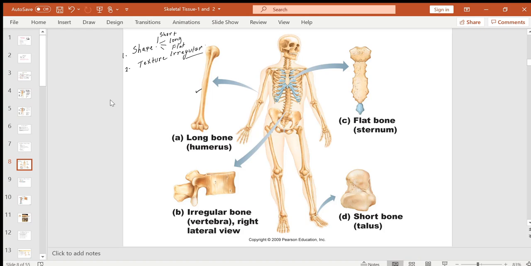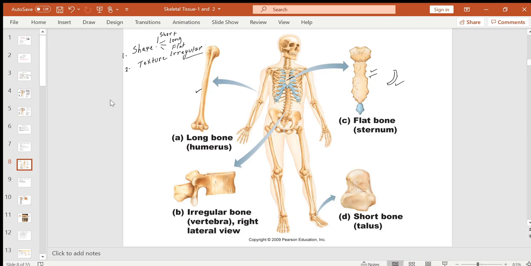Your humerus, femur, tibia, fibula, radius, ulna, all those are long bones. So long bones are long. And flat bones are flat and usually slightly curved. For example, your sternum. This is the sternum. Cranial bones like parietal bones, occipital bone, temporal bones, they are flat but slightly curved like this.